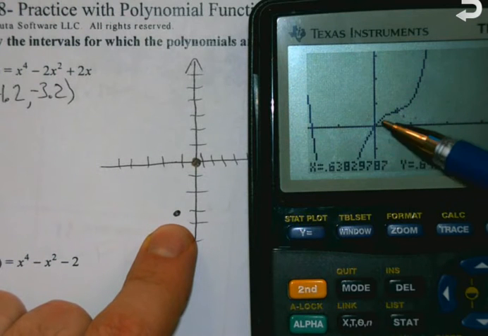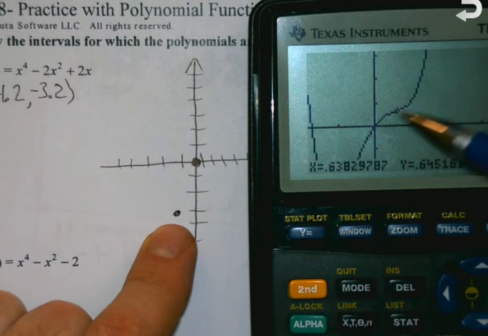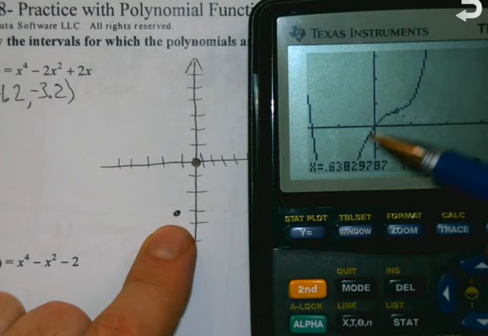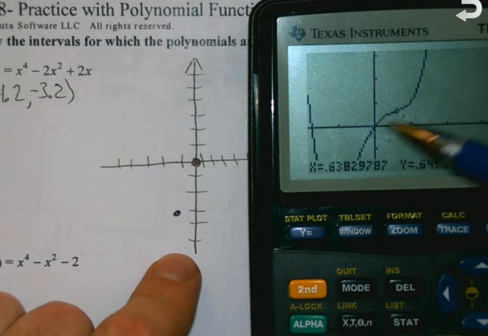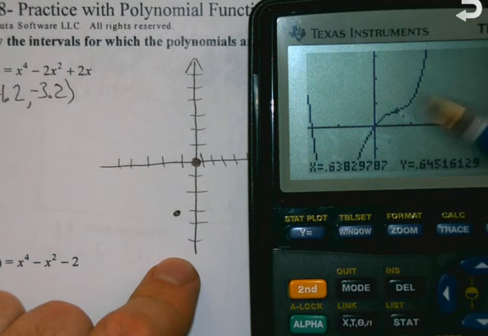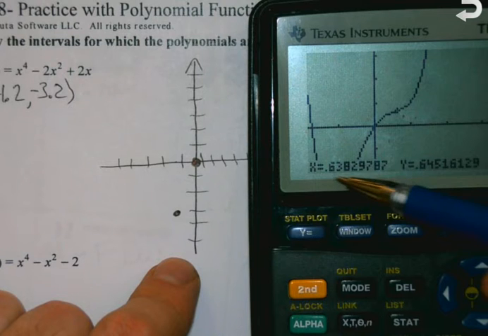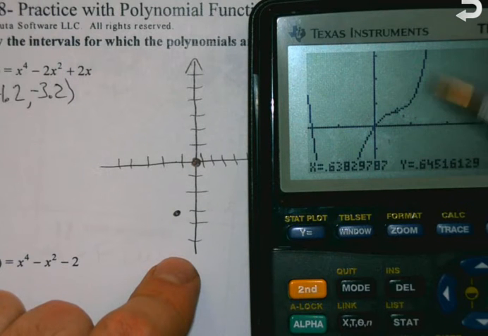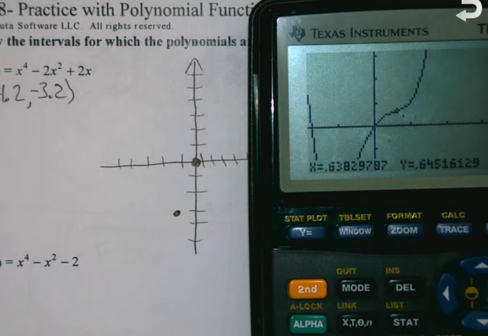So I start to look in here. And I look and I go, you know what? I don't think we're going to have any sort of value going here. It looks like it just keeps going up. So by zooming in, I can visually see what's going on here, that I'm not going to end up with a min.